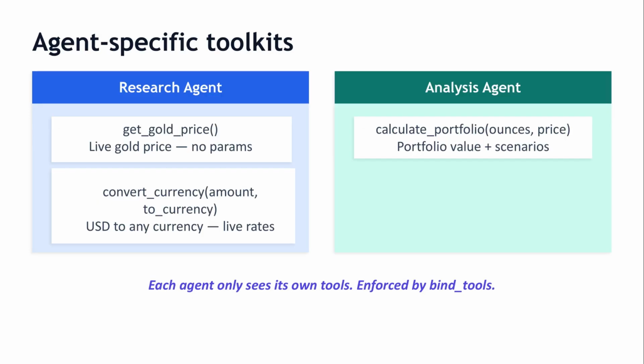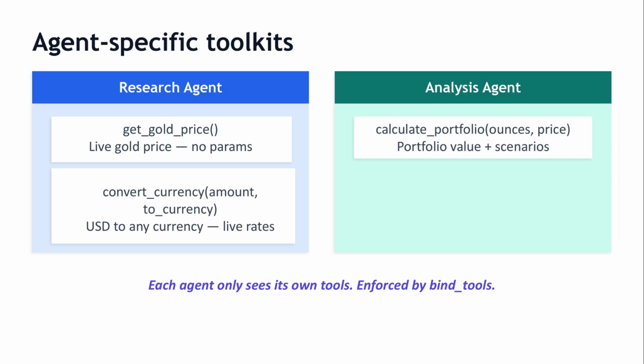Here's how the toolkits break down. The research agent has two tools, the gold price fetcher, same as before, no parameters, and a new currency converter. This one takes an amount and a target currency code. It calls the Frankfurter API, which is free, no API key needed. The analysis agent gets its own tool, a portfolio calculator that takes ounces held and price per ounce and returns the total value plus gain and loss scenarios.